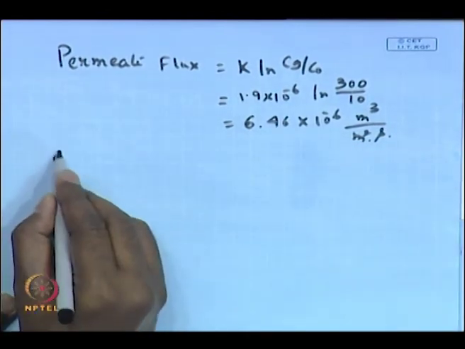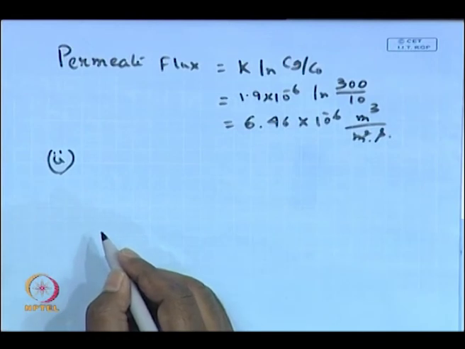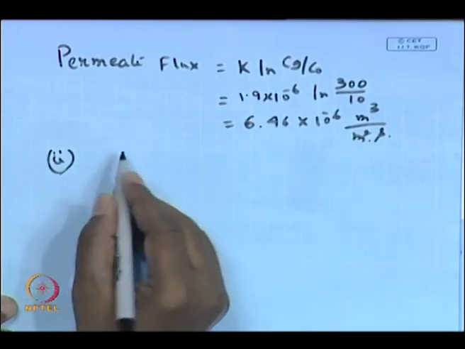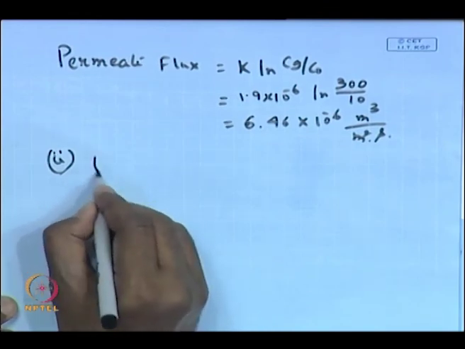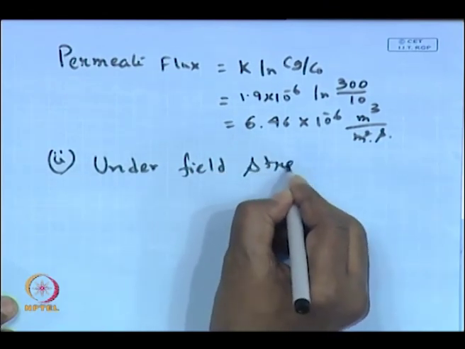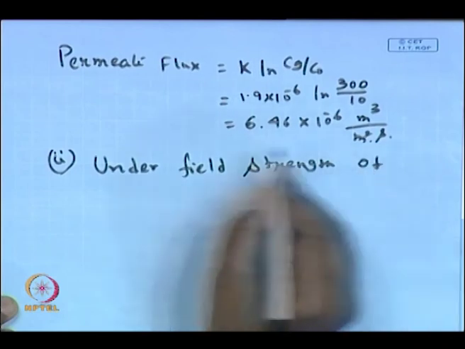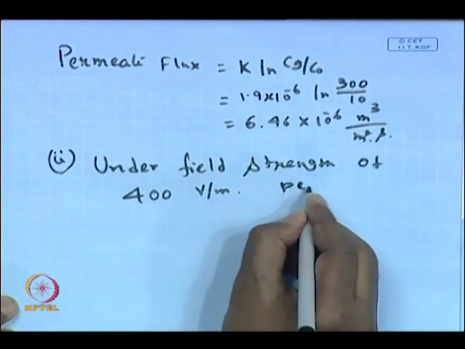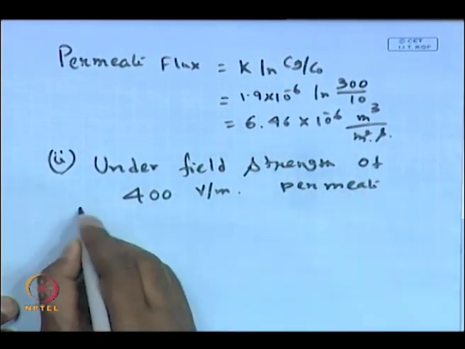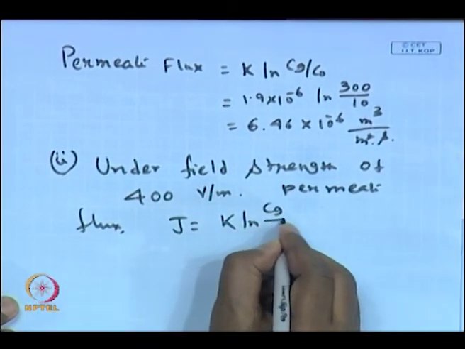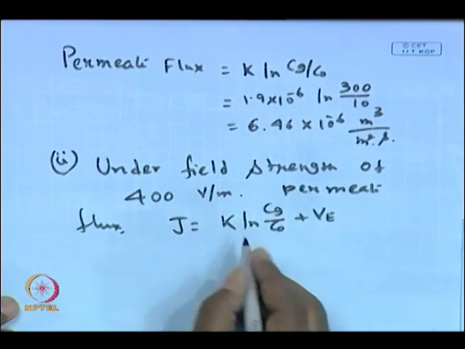Now, we have already calculated the value of electrophoretic velocity, and it was 1.44 into 10 to the power minus 5 meter per second, right. So, the total flux under field strength of 400 volt per meter, the permeate flux J is equal to K ln Cg by C naught plus electrophoretic velocity.